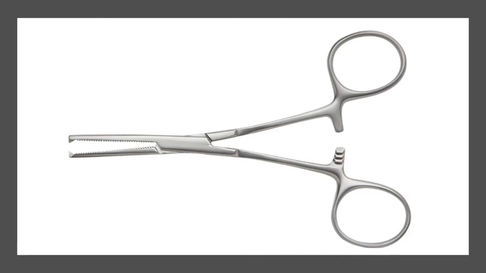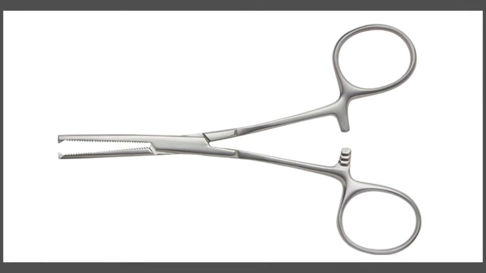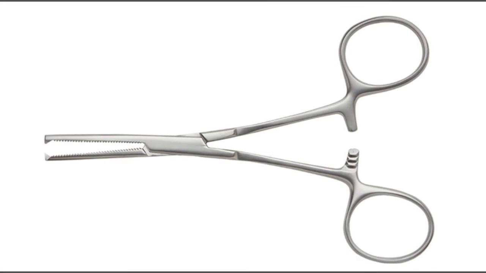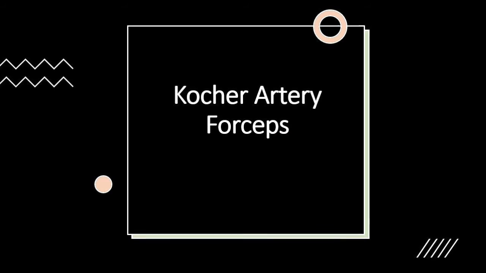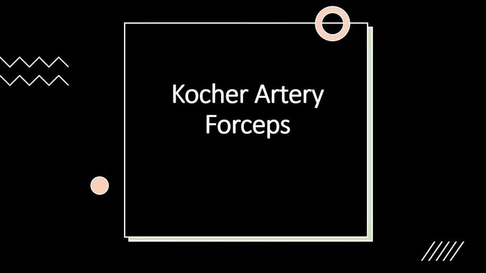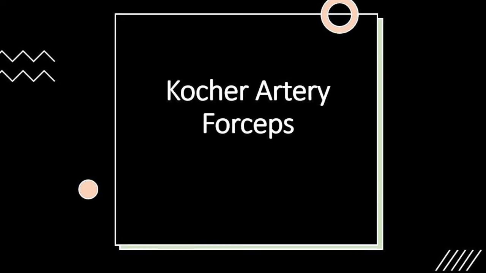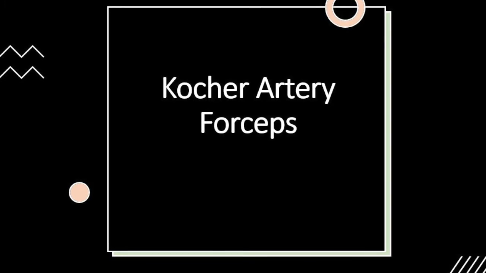Right, so look at this instrument, look at the jaws of this instrument. What do you think this is? It's not something that's very commonly used, so think about the answer. It's a Kocher artery forceps. So it's a hemostatic clip used to hold onto an artery before you're able to tie it.